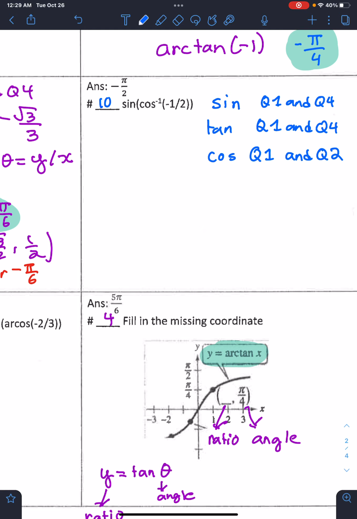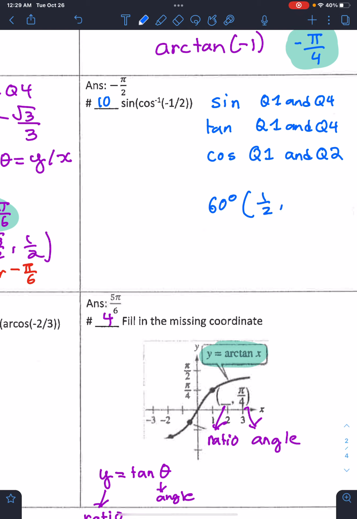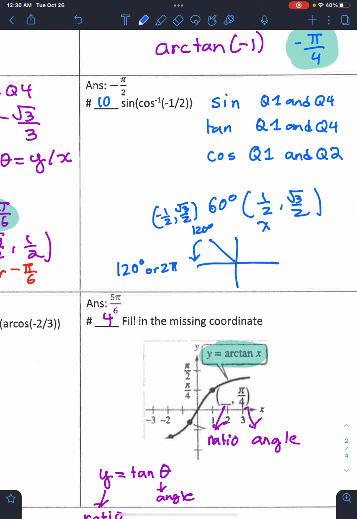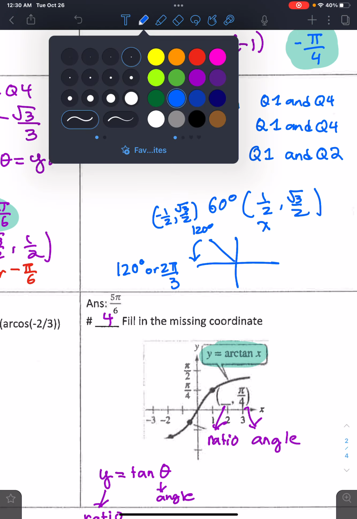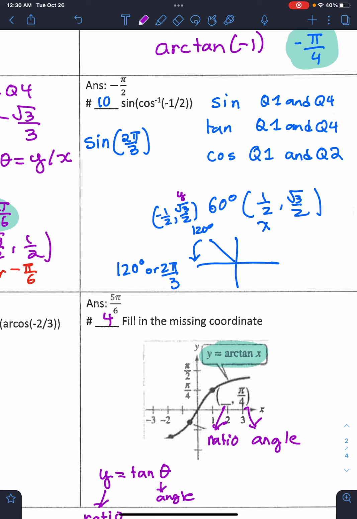So me saying 60 degrees was correct because at 60 degrees, it is (1/2, square root of 3 over 2). And our x value is 1/2 at 60. But I don't want 60. I want the reference angle, which is 120. Because do we see that 120 is 60 away? And that's going to give us (-1/2, square root of 3 over 2). And 120 in radians is 2 pi over 3. So the answer should be sine of 2 pi over 3. And we know that sine is our y value, which is square root of 3 over 2.